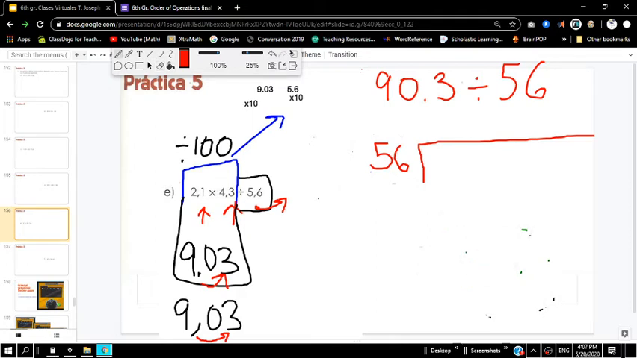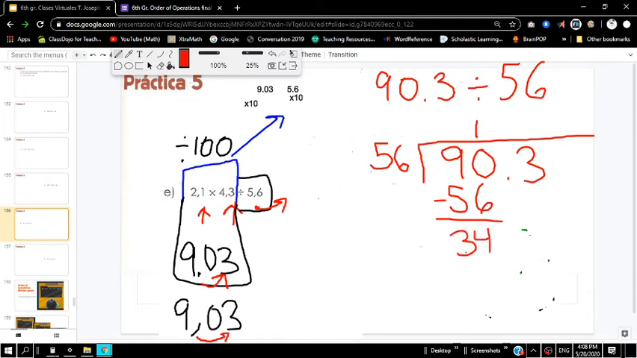Okay, so we're doing 90.3 divided by 56. Right away I'm going to ask how many times does 56 enter the number 90? Well, I think that 56 is entering 90 just one time, because if it was 2, that would go over, right? We don't want to go over. So 56 times 1 is 56. 90 minus 56 is, I think, 34.